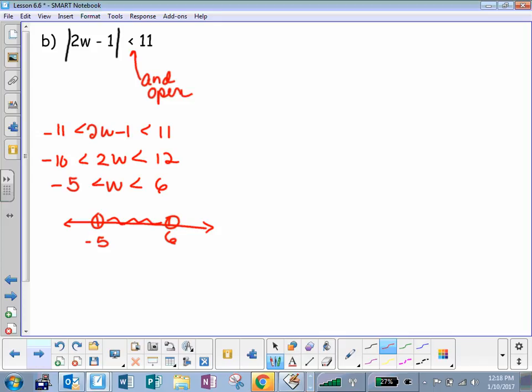How did we do? Does it look like yours? It should have been an and statement. So I set up my inequality right away like an and statement. Then I went through solving, which is what we did yesterday. And then I graphed it. Anybody got a question?